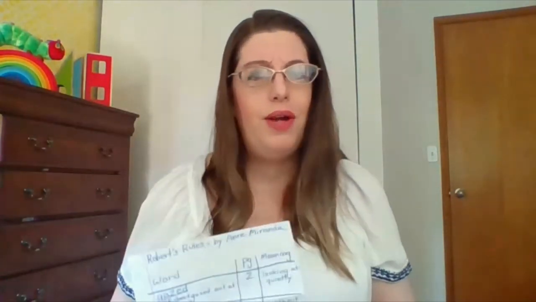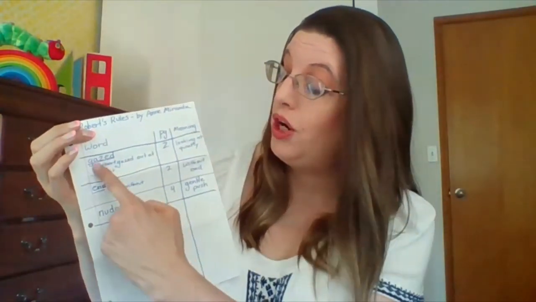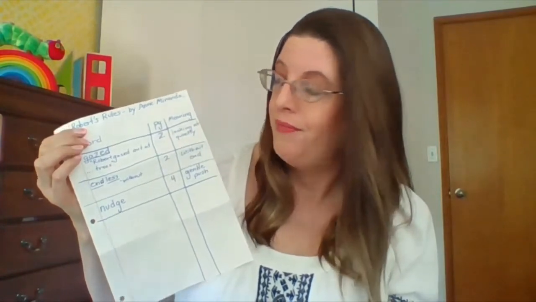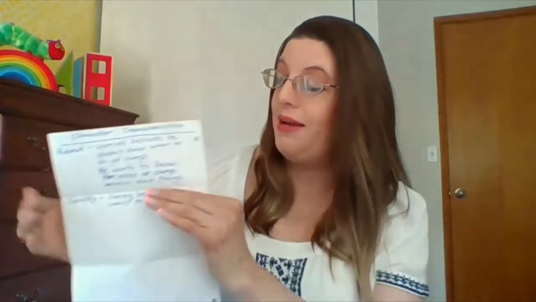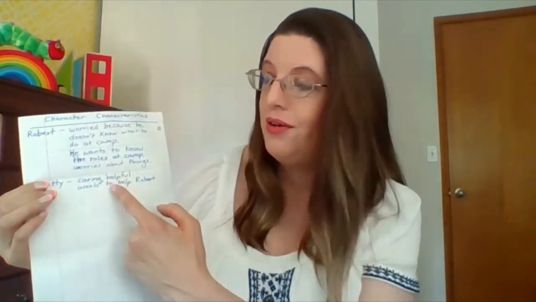We have been reading the book Robert's Rules about a boy named Robert who goes to a summer camp. We used a tool to write down important information. We made our tool on a piece of paper. If you have not made this tool with us, make sure you have paper and something to write with. On one side of the tool, we wrote down words that are new or maybe very important. And on the other side, we have written down information about the characters.